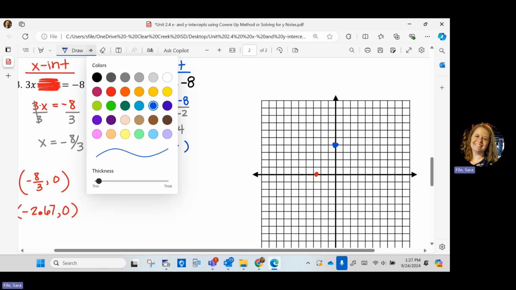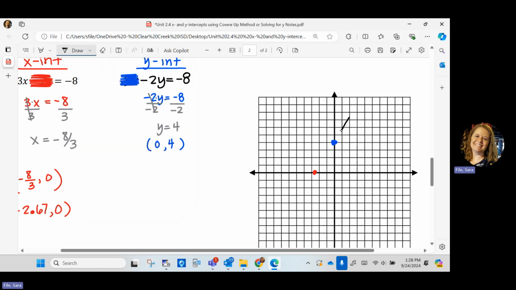So I can draw a line just through those 2 points, or I can try to count the slope. Now this one, I won't really be able to count the slope well because that was a decimal. So I'm just going to draw my line through those 2 points the best I can. And there is my line.